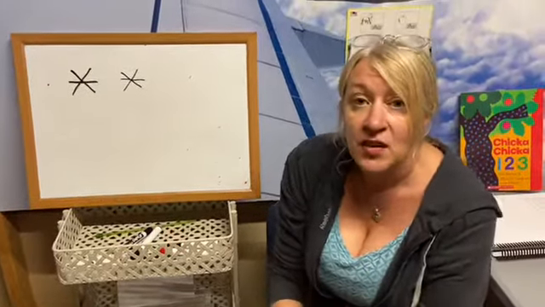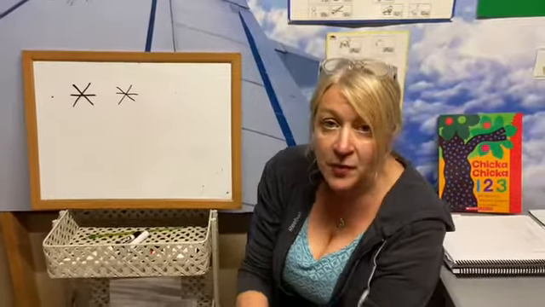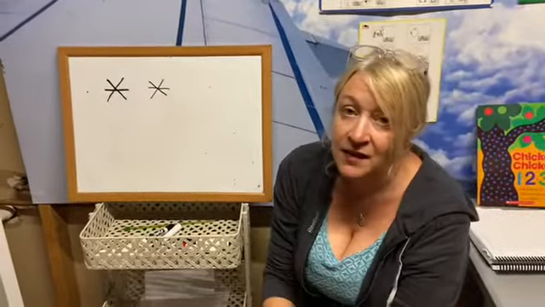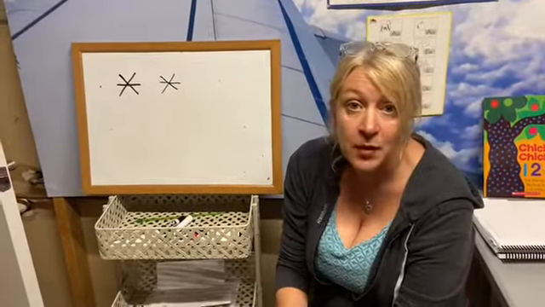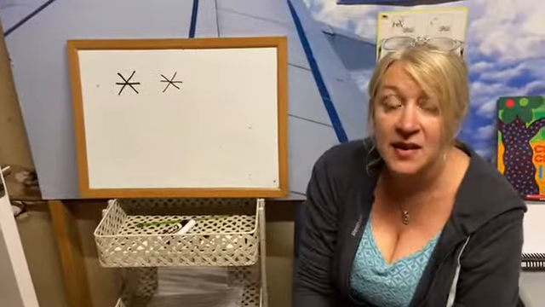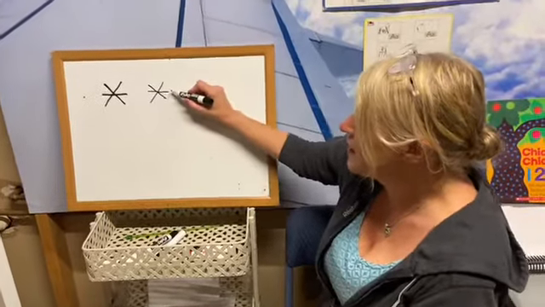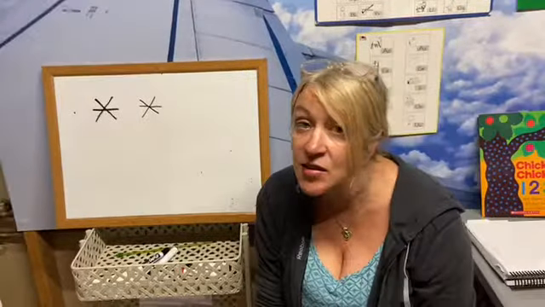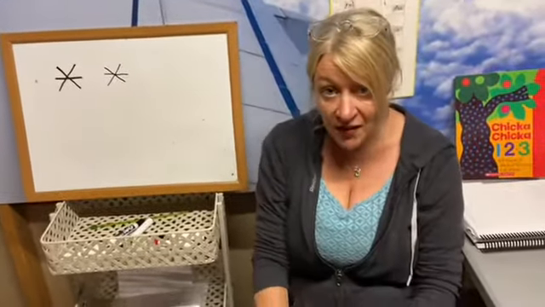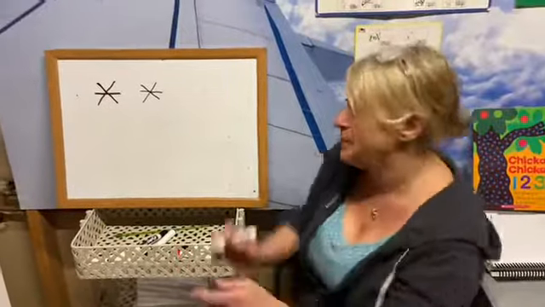So if you need to pause the video so you can get your wipe off board and marker, that's fine. You come back, or a pencil, paper, anything like that is fine. Okay, so remember, it's slant left, slant right, and then a line across. Now, if yours doesn't look like this, it's okay because we're just starting to learn this. Okay, ready? All right, listen for the music.